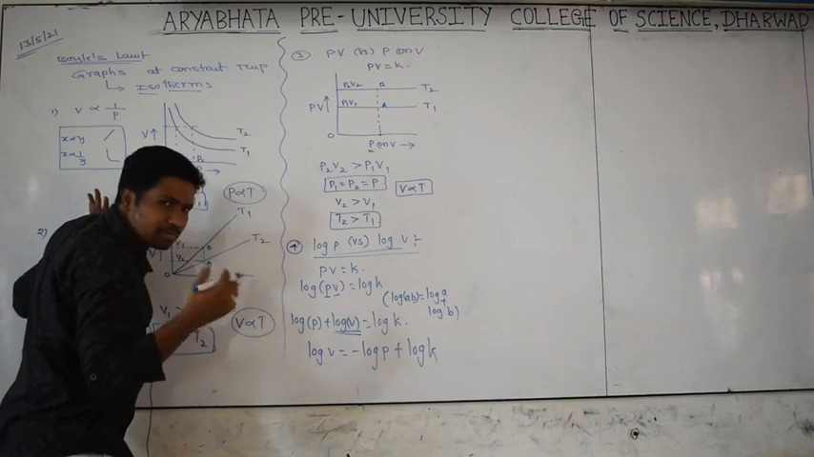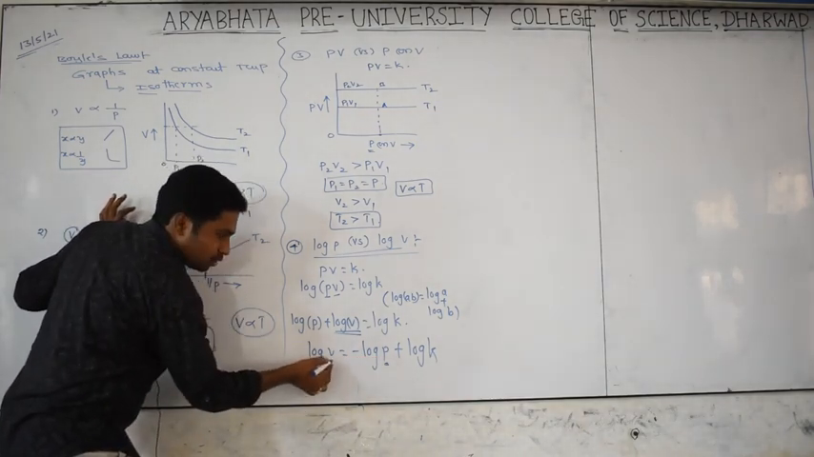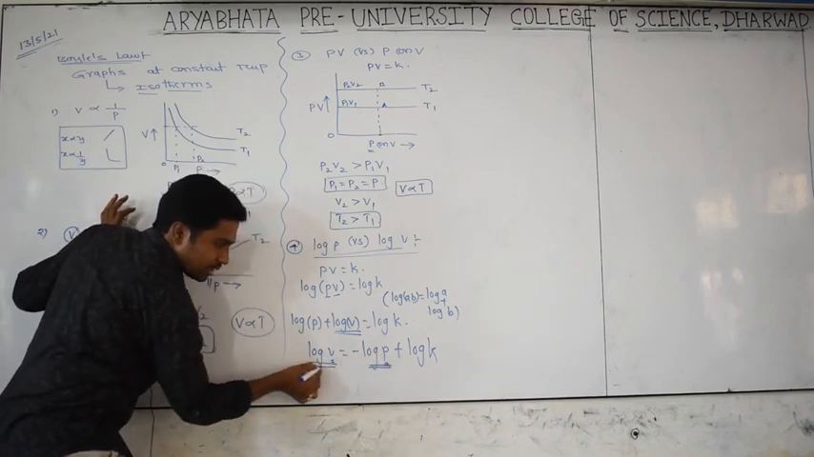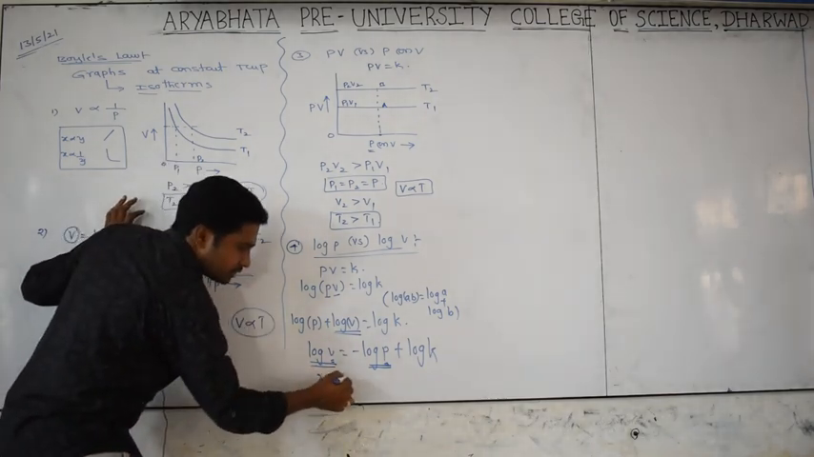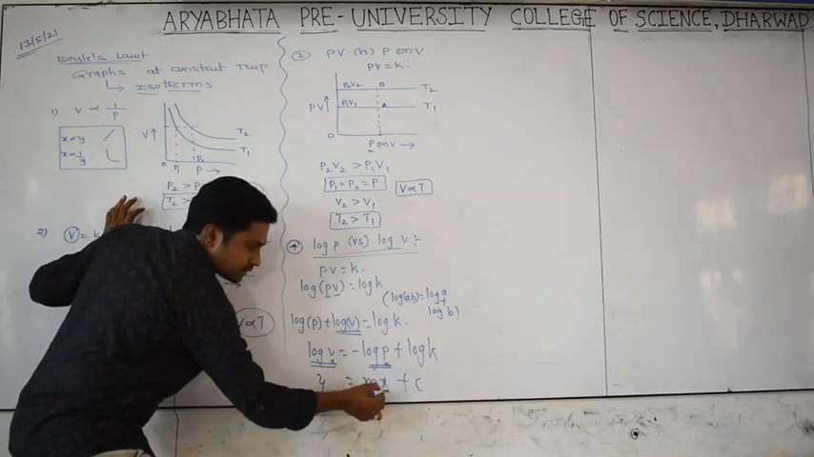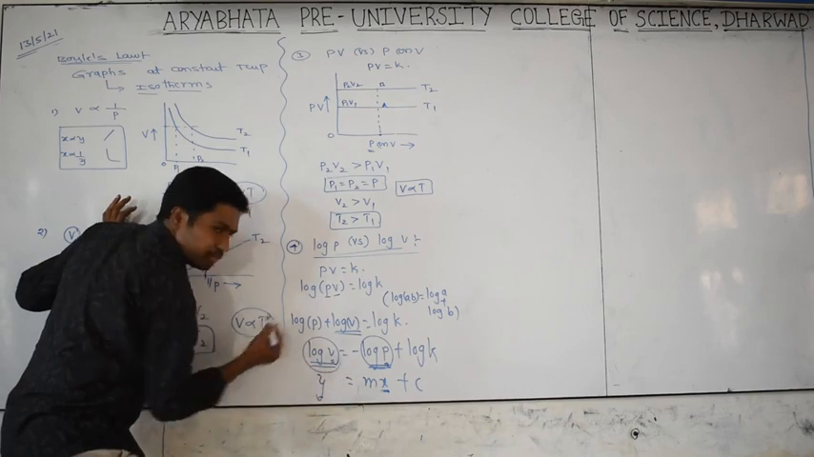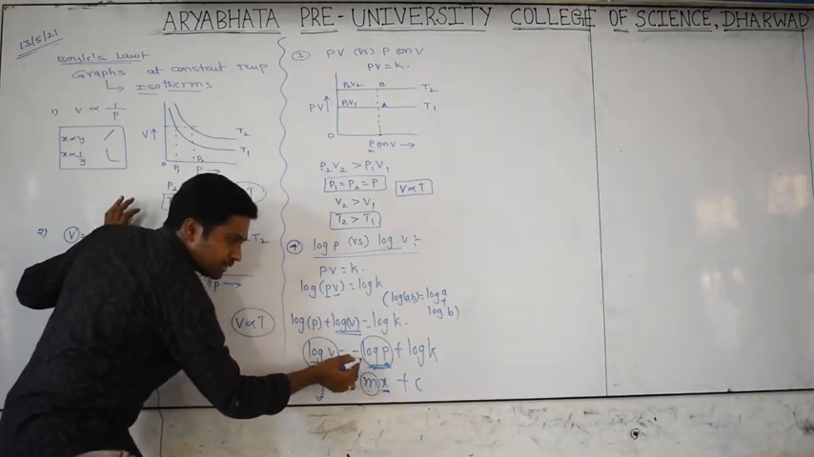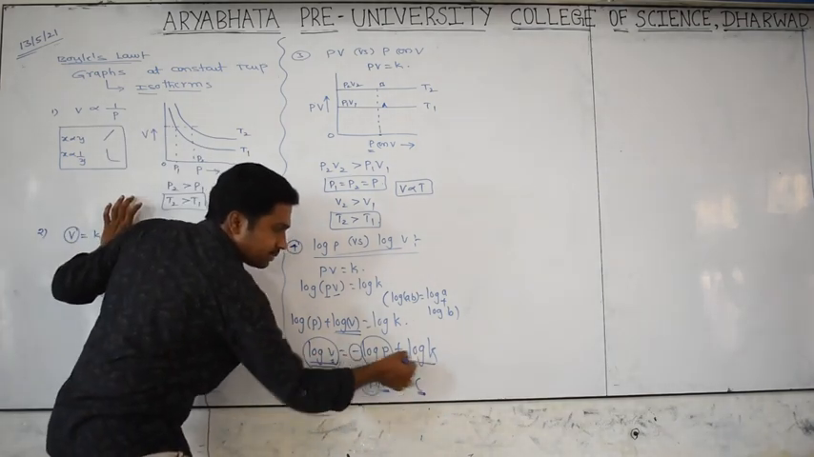Now in this, what are the variable terms? Pressure is changing, volume is changing, P is changing, the log value is also changing. It is similar to the straight line equation y equals mx plus c. On the x-axis we have to take log P, on the y-axis we have to take log V. Then m indicates the slope, and the slope is a negative value. Whatever intercept is there is nothing but log of k.